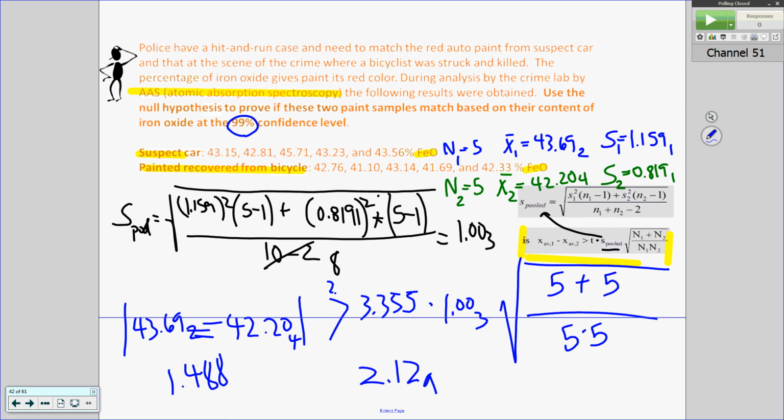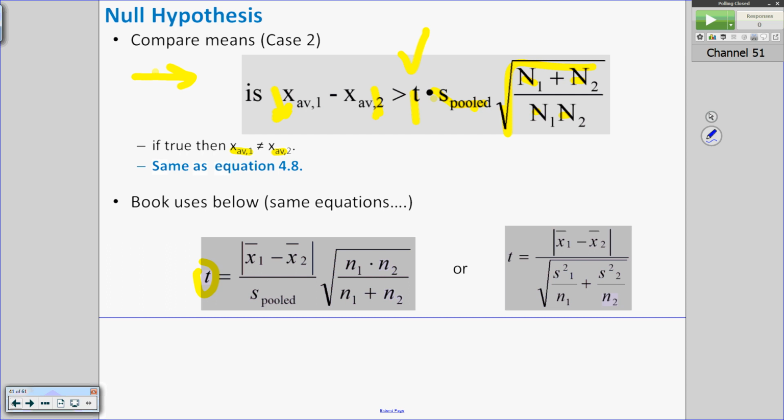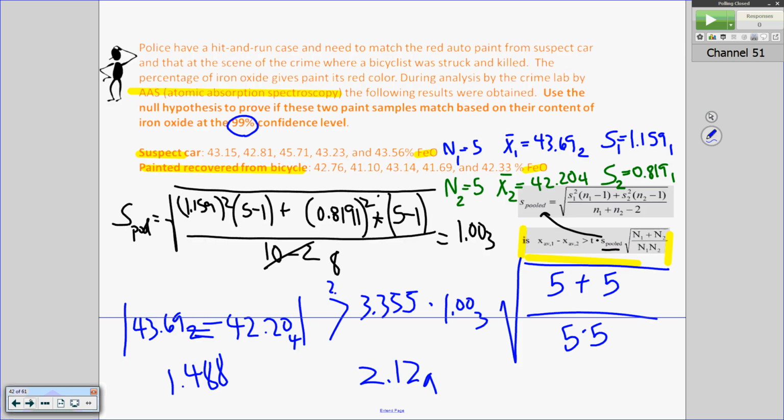Okay. And that's where it goes back to the page I put it on here. All right, so on the comparison of the means, if this is true, that means they're not equal. So here it wasn't true, so that means they're equal. So this number wasn't greater than that one, so it's not true that they're not equal.